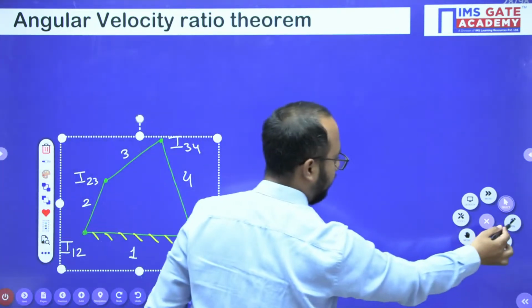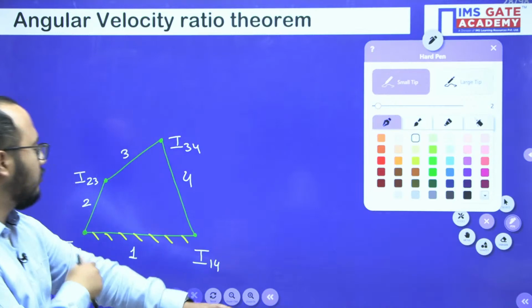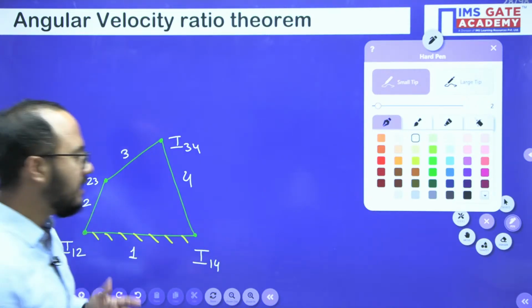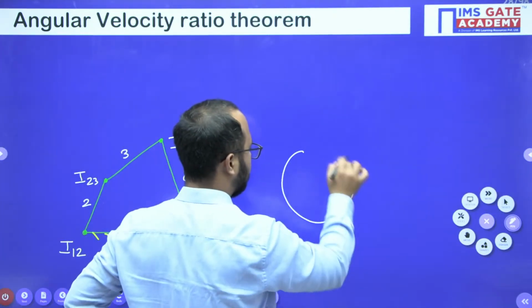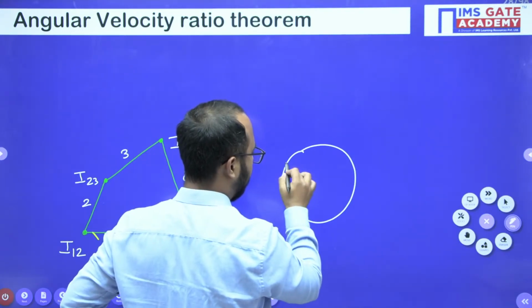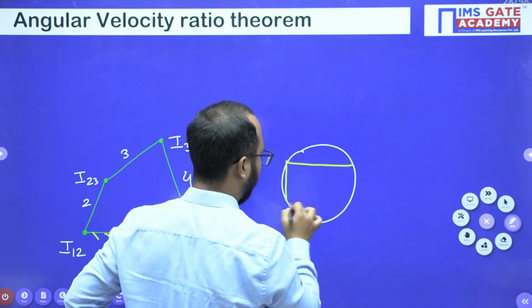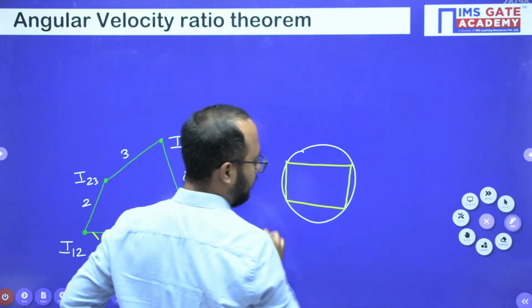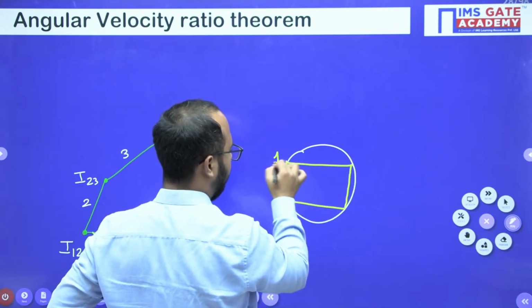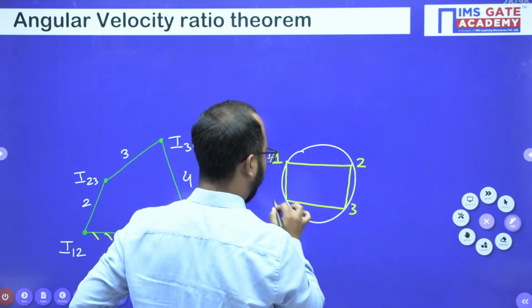Okay, now I will tell you how you will find out the eye center 1, 3 and 2, 4, right? So simply you have to draw a circle like this. In this circle, you will have 4 points here. From those points, you will draw the quadrilateral here. So this is point 1, point 2, point 3 and point 4.